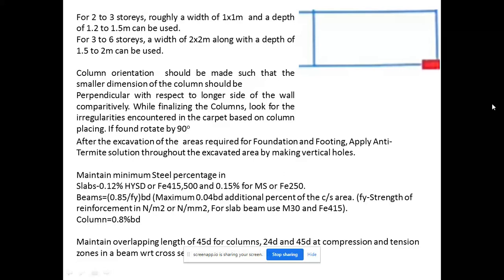In finalizing the columns, look for the irregularities encountered in the carpet area based on column placement and the diagram, after the exclusion of the areas required for foundation and footing, and determine a solution for the exposed area and vertical holes. We also need to maintain the minimum steel percentages in slabs, beams, and columns, as shown on the slide with appropriate values. And we also need to maintain the overlapping length of 45 times the bar diameter for columns and beams, and in tension zones in the beam with respect to cross sections.